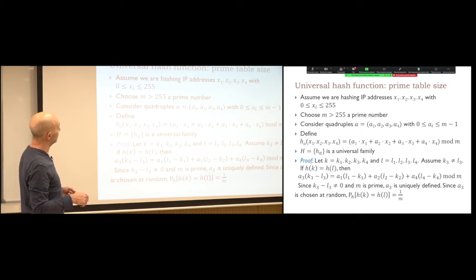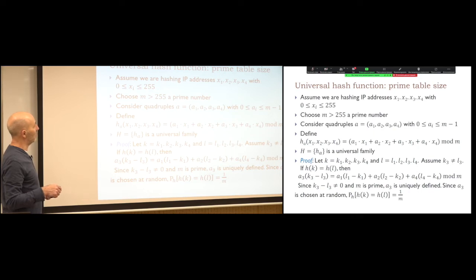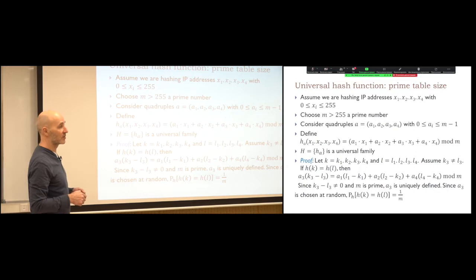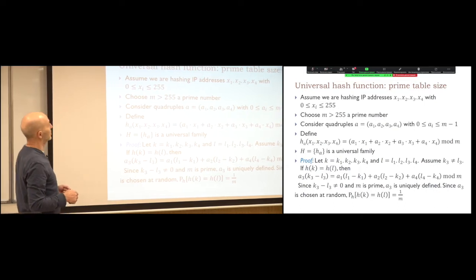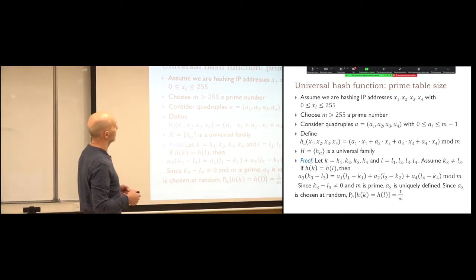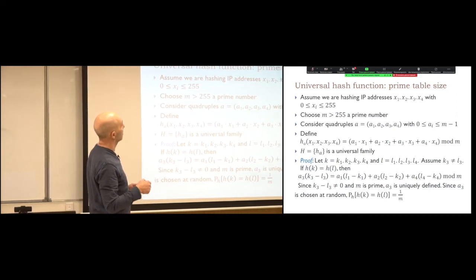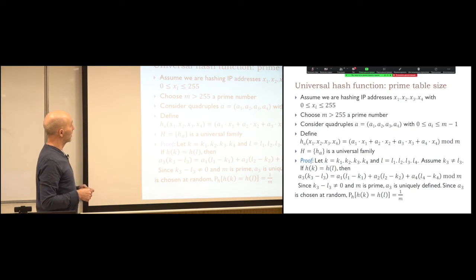So what we do is the following. We choose the size of the hash table to be a prime number larger than 255. Okay, so here we need a prime number. That's why I called it prime table size. So we need a prime number.